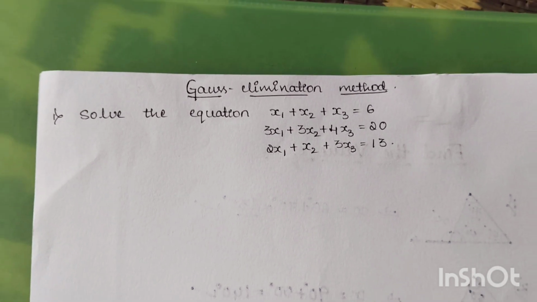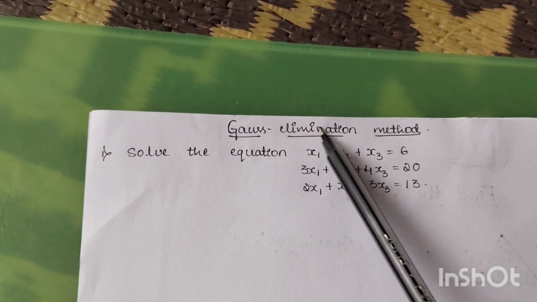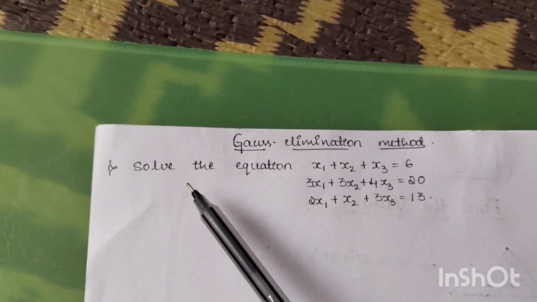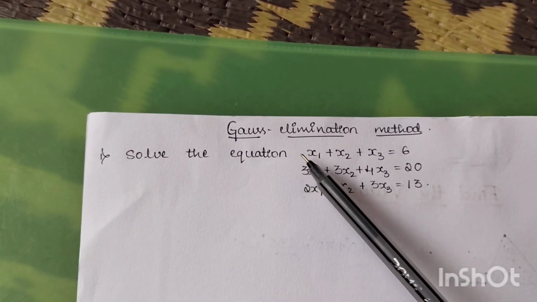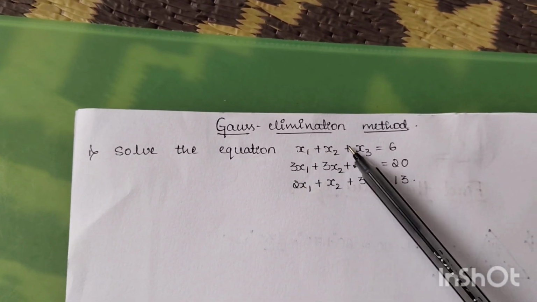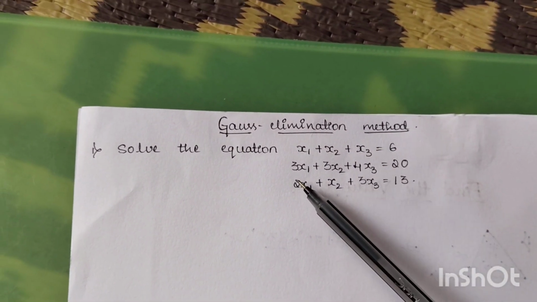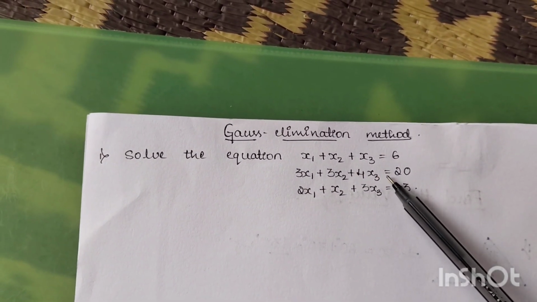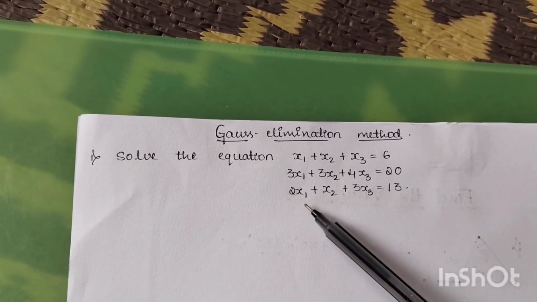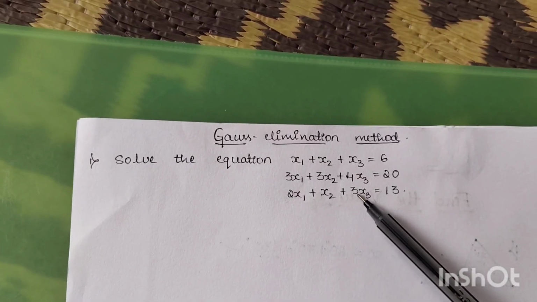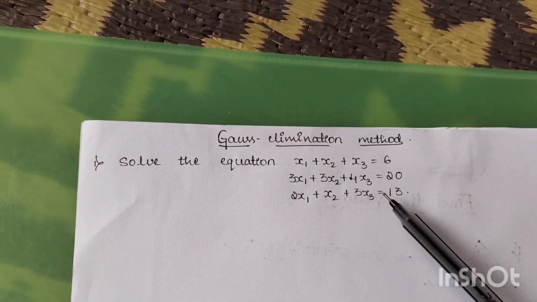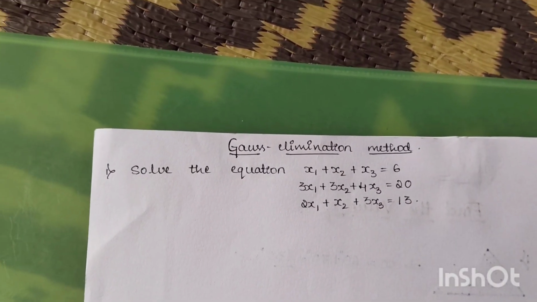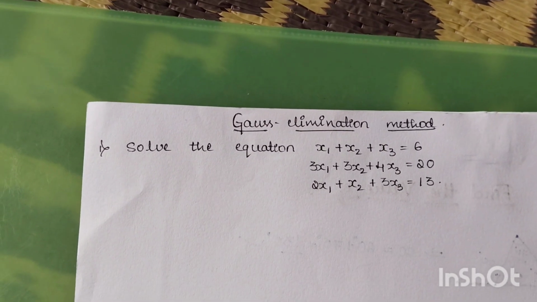Today we are going to discuss the Gauss elimination method. The question is, solve the equations x1 + x2 + x3 = 6, 3x1 + 3x2 + 4x3 = 20, 2x1 + x2 + 3x3 = 30. Let us solve this method step by step.